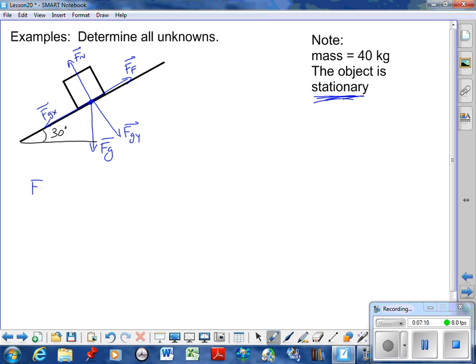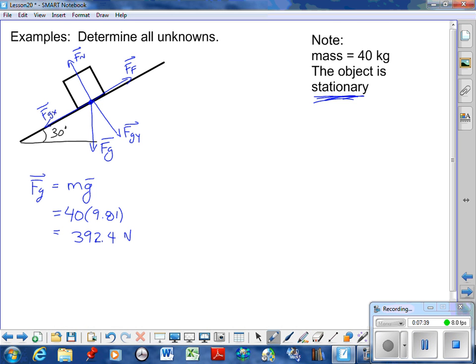So we start with force due to gravity. And that's just mass times gravity. A 40 kilogram object multiplied by 9.81 gets us something a little less than 400. So 40 times the 9.81, 392.4 newtons. And because I have the diagram there, I'm not going to worry about playing with the directions here.